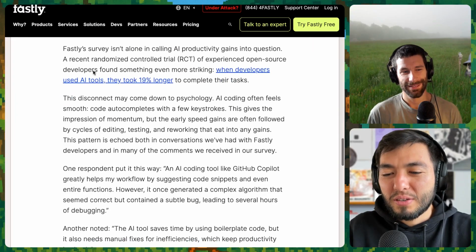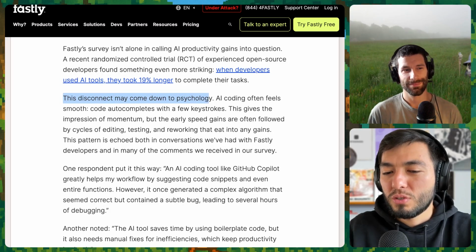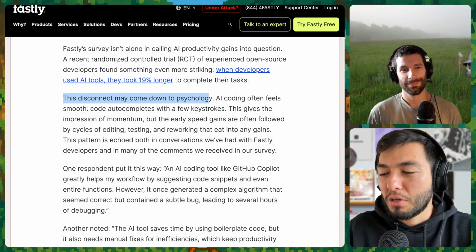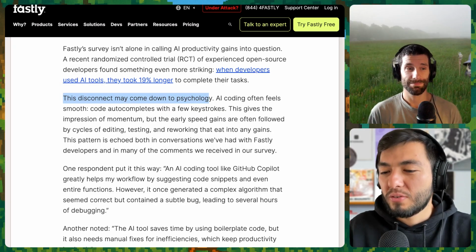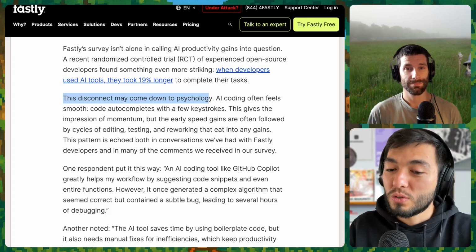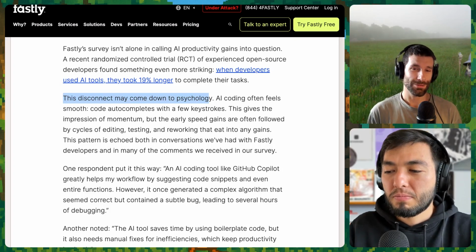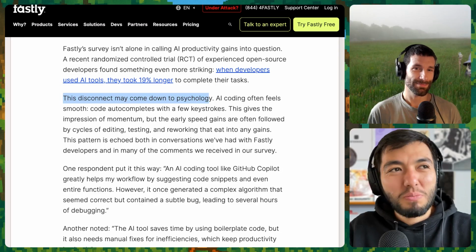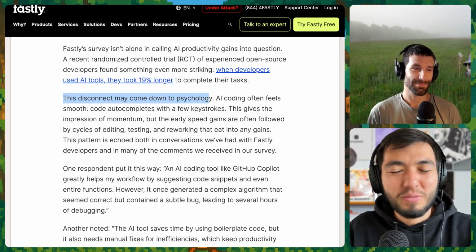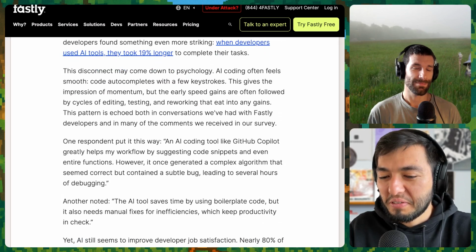I think they also say that when developers use AI tools, they took 19% longer, and they say that maybe the disconnect is about psychology, because when you're using AI coding, you're not typing, right? So it feels like you're faster, but actually the fixing maybe takes longer than if you were just doing it yourself and slowly getting to it. It could be, but I'm not convinced yet for some reason. I've heard the arguments before, but I'm not fully convinced, to be honest.